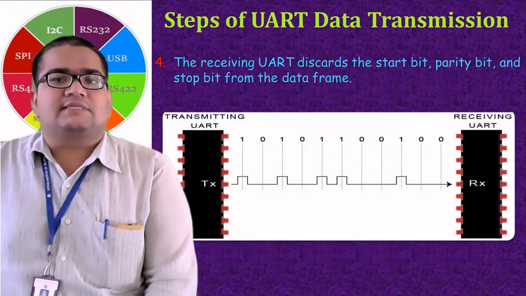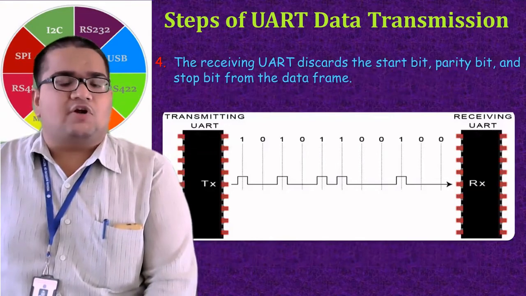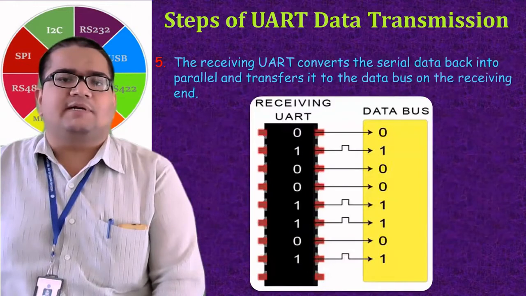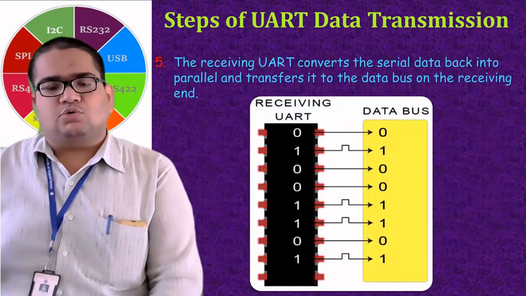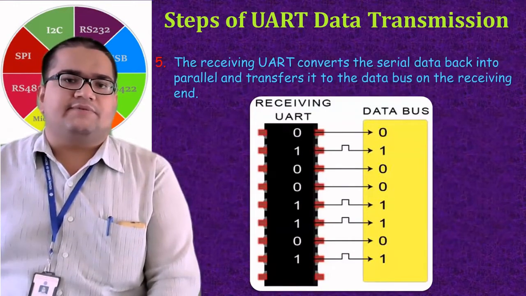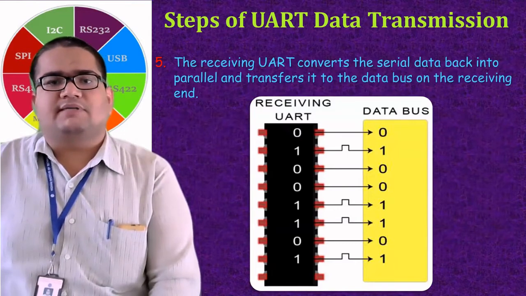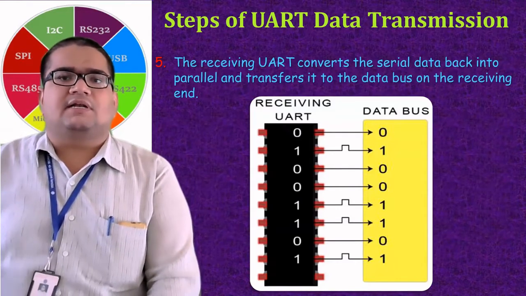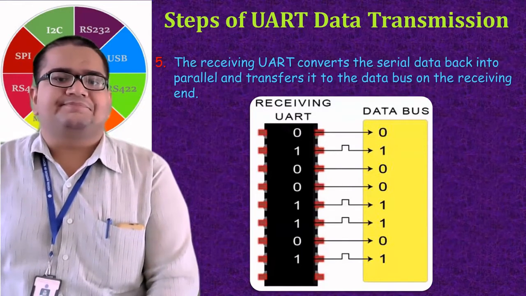The receiving UART discards the start bit, parity bits, and the stop bit after receiving the data frame, and then just that data frame is converted back to the parallel format to be given to the receiving terminal. It can be a terminal device there, or a CPU, or a modem, which can be connected for further access of that data.